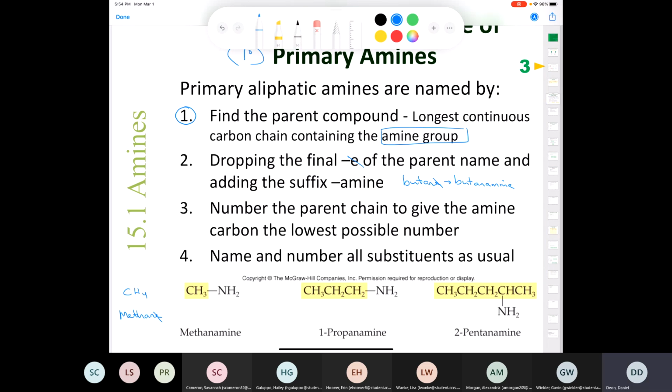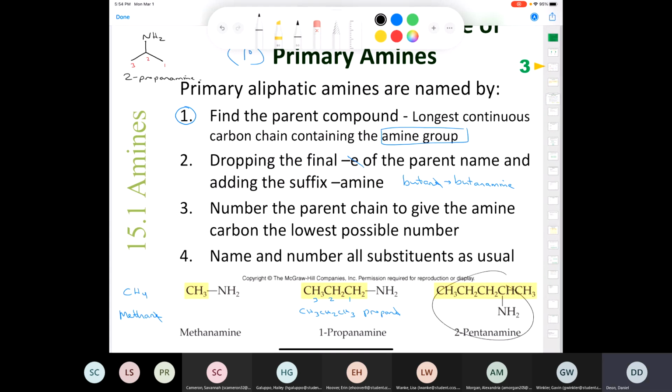Okay, if you had CH3, CH2, CH3, you would call that propane. You drop the E, you get propanamine, but we have to number it 1, 2, 3, and we get 1-propanamine. Why do I have to give it a number? Because why couldn't you have this? Why couldn't you have the nitrogen on the second carbon like that? If you had this, then you would have 2-propanamine.